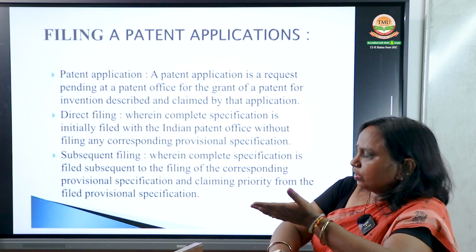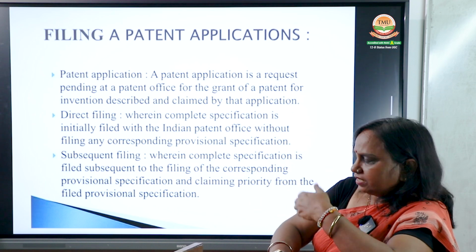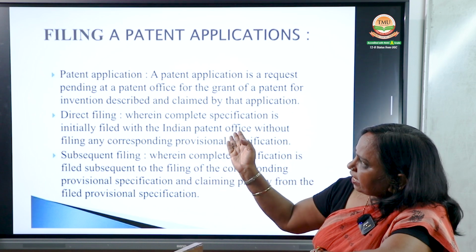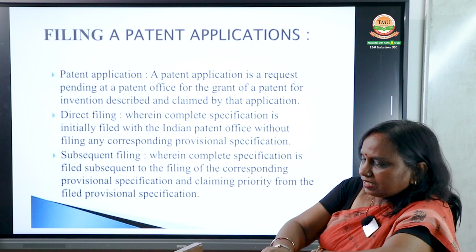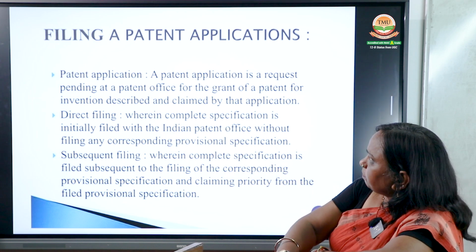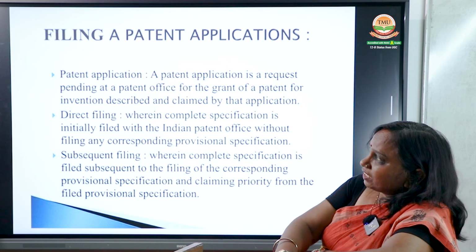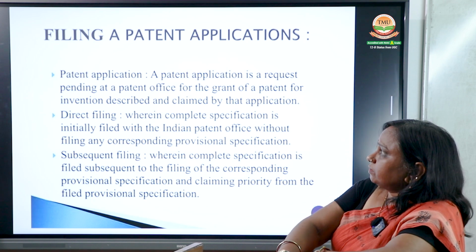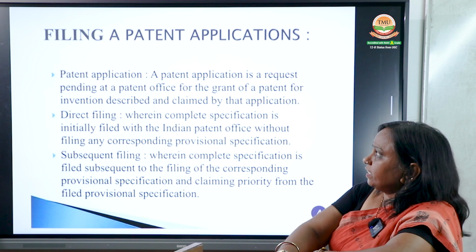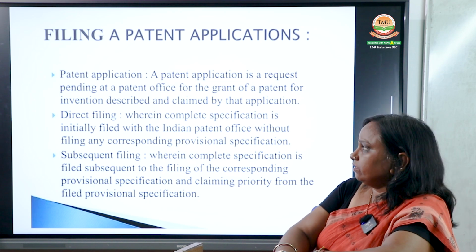So all these things, whatever we have discussed in that particular diagram, are being explained over here. So first step, as I told you, is the patent application. What is actually a patent application? It is the request which is made to the patent office by the inventor for grant of a patent.